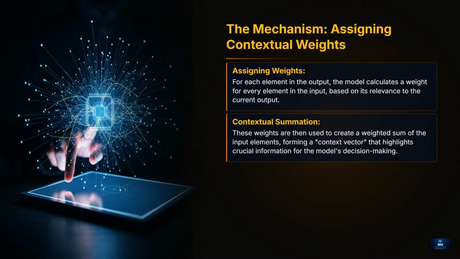At its core, attention works by assigning contextual weights. Think of it like a smart filter. For every piece of output, the model decides which parts of the input are most important, assigns them higher weights, and then combines them into a focused context vector. This allows for a much richer, dynamic understanding.